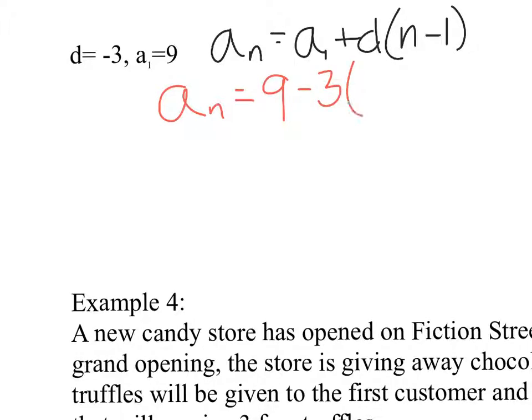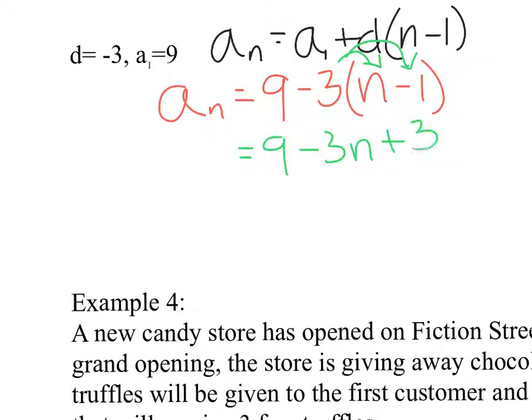Okay, times n minus 1. And then the next step is to distribute this negative 3. Do not forget to distribute the negative also. So we have 9. And negative 3 times n is negative 3n. And negative 3 times negative 1 is positive 3. So we have a plus 3 there.